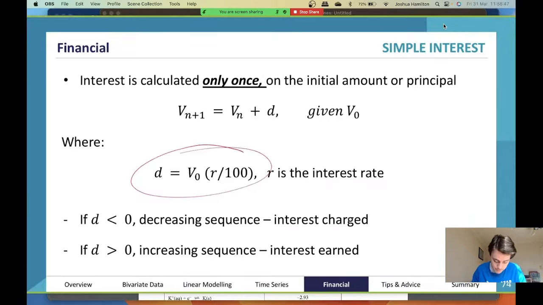So if D is less than 0, you have a decreasing sequence, which means interest is charged. If D is greater than 0, you're earning interest. This will always be simple interest. Why is that? Because if it's not, it's going to be simple depreciation.